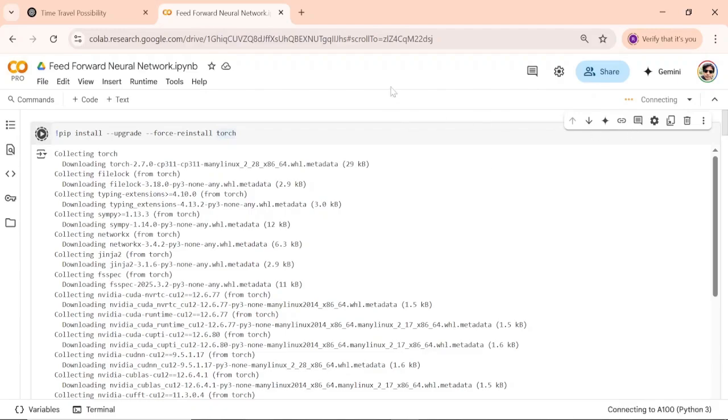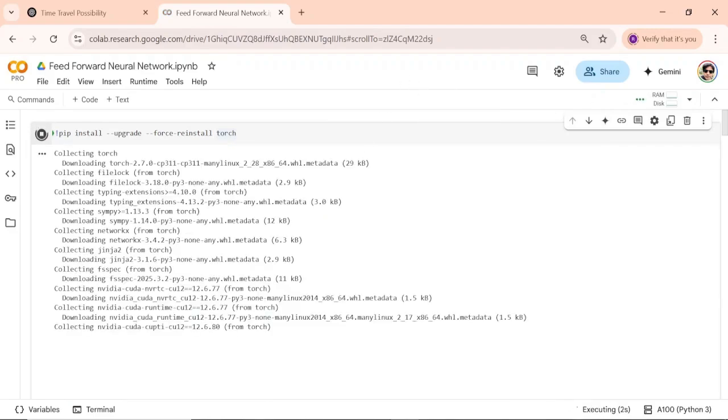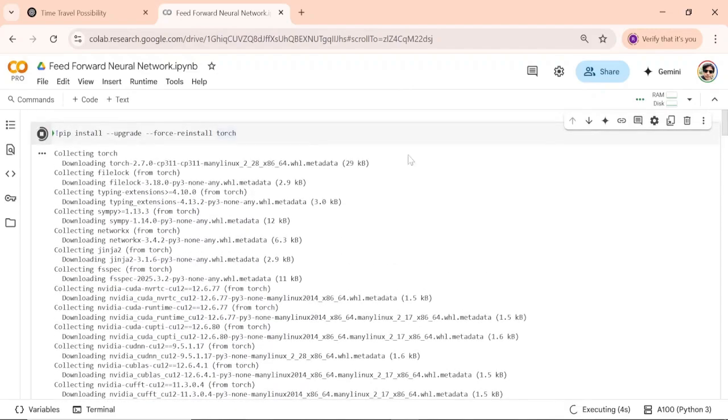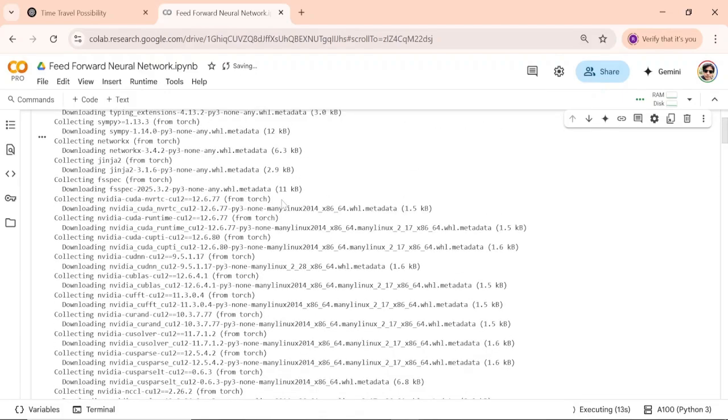It will take a few seconds to connect with my GPU, and it will install PyTorch. So yeah, it's connected and installing it. You can see it's downloading PyTorch in my Google Colab runtime.